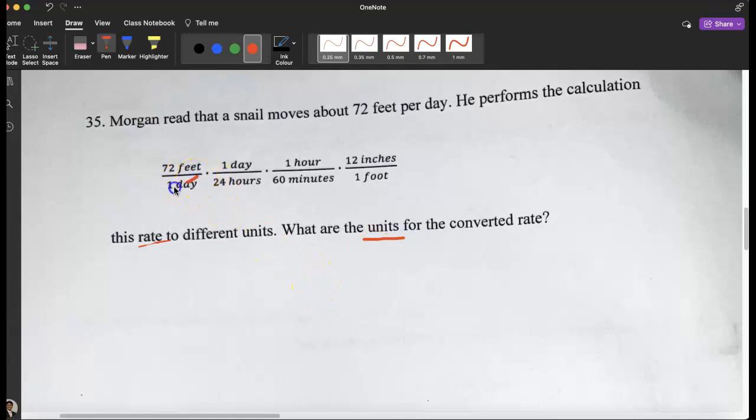So see, day and day is gone. Hours and hours will go. Your foot and feet is the same thing, that will go. So it's inches per minute. This is chemistry question. Inches per minute.